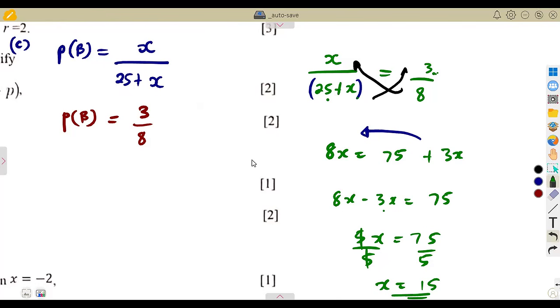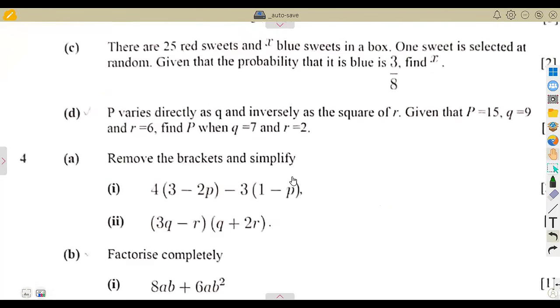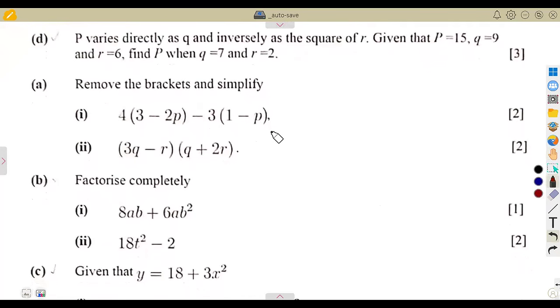Meaning to say, the blue sweets that we had, there were 15. Just like that. So this is how some of the questions might be just direct, guys. Some of these questions are now as direct, and as you can see, it's not that much. You just need to work more questions.